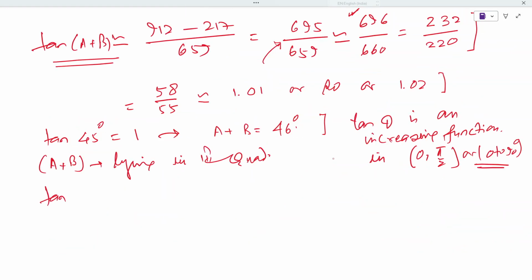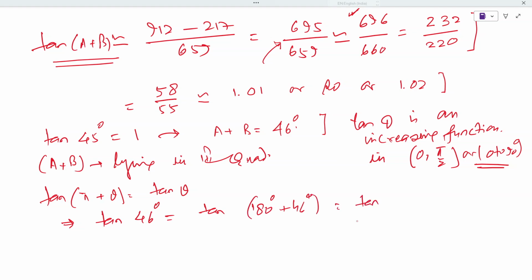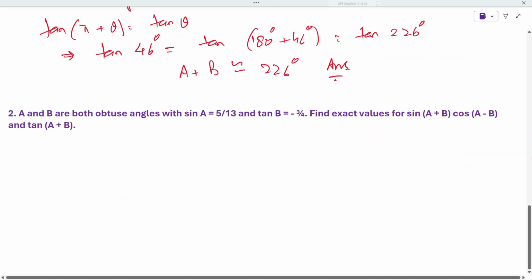We know that tan(π + θ) equals tan θ, where θ is some angle. Hence, tan 46 is equal to tan(180 degrees + 46), which means tan 226 degrees. So A plus B is approximately equal to 226 degrees. Answer. Okay. Now let us see the second question.